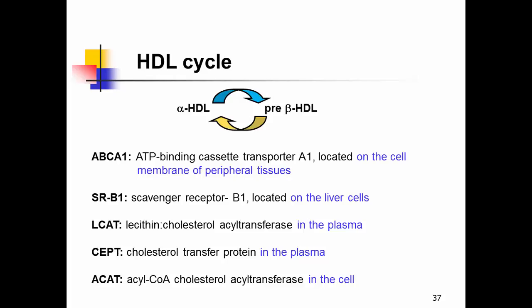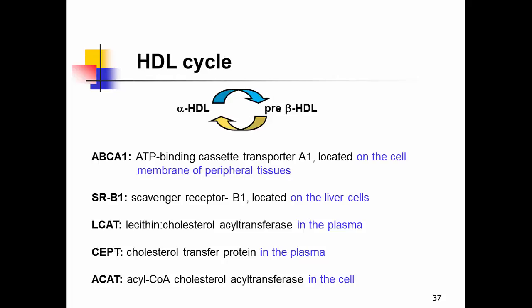ABCA1 is located on the surface of the peripheral tissue cells. So ABCA1 is a transporter located on the cell membranes of the peripheral tissue, and it is very important to transport free cholesterol from peripheral cells and upload the cholesterol to the pre-beta HDL.